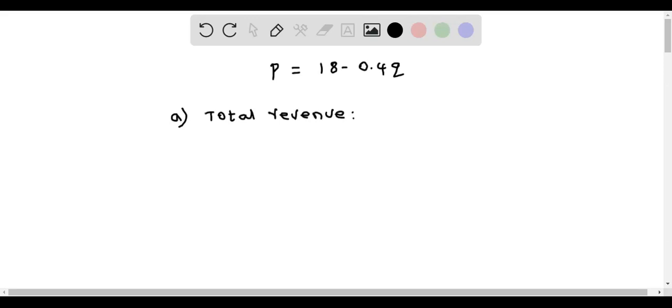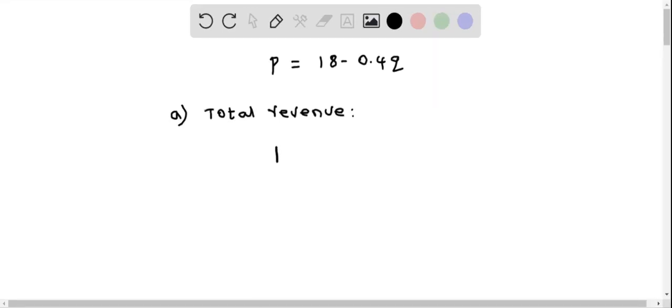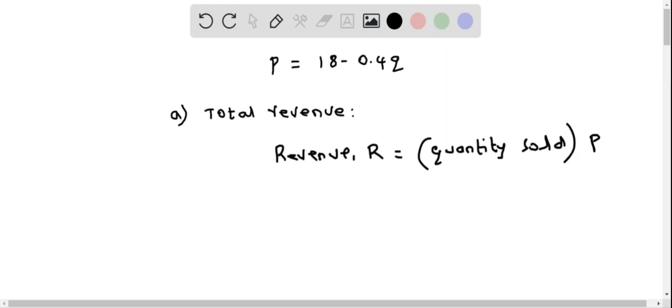Let's determine the total revenue. So let's write the formula for revenue. The formula for revenue, which is represented by R, equals quantity purchased or quantity sold times price of each unit.